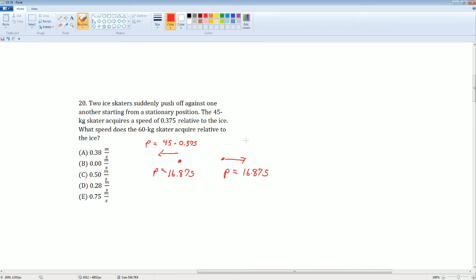But we know that this is 60 kilograms, so the mass here is 60 kilograms. What is its velocity? All we have to do is set 16.875, because that was its momentum again, and the momentums are the same because they push off each other. Its mass here is 60, its velocity is v, so divide by 60. The velocity here is going to be equal to 0.28 meters per second.